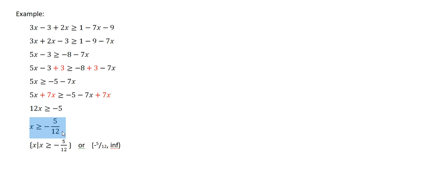Any value that we put into that original expression that's greater than or equal to minus 5/12 will give us a true statement. The way we can write this in set builder notation is we use the curly braces: x such that x is greater than or equal to minus 5/12. Or you can specify the interval with a square bracket. Remember, we're using greater than or equal to, so the minus 5/12 is included in the interval. So minus 5/12 with the square bracket, all the way up to positive infinity.